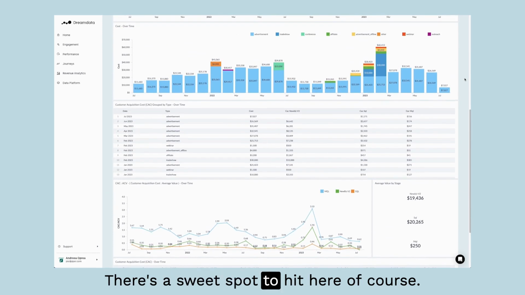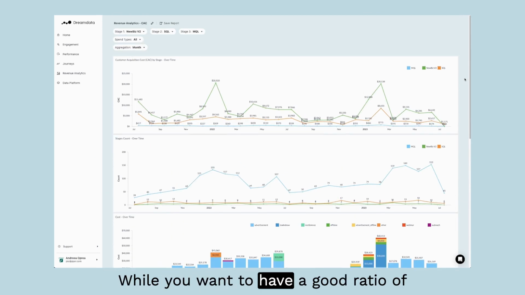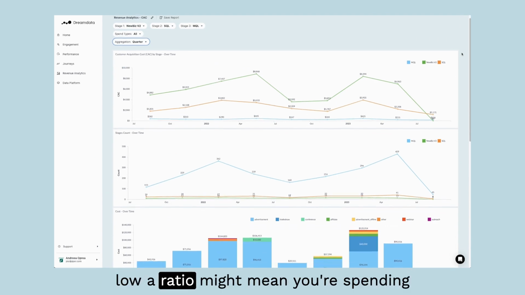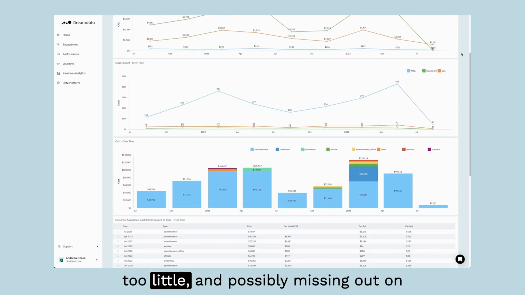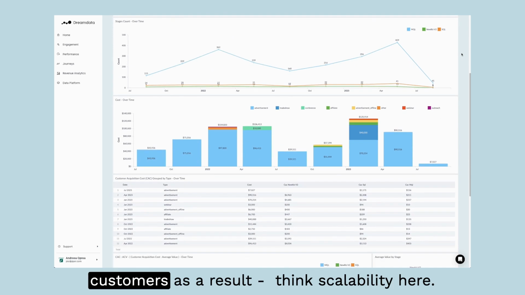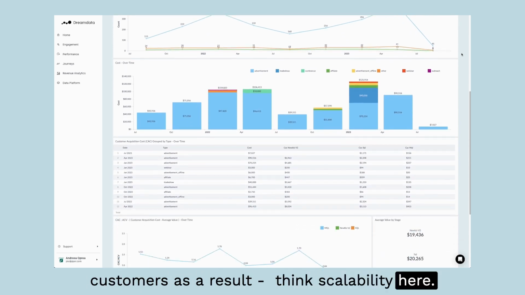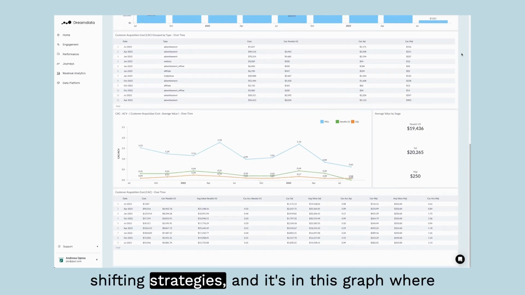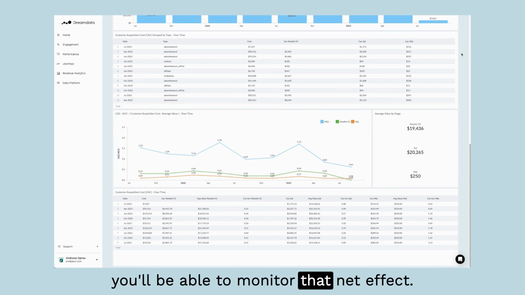There's a sweet spot to hit here, of course. While you want to have a good ratio of dollar paid to dollar gained, having too low a ratio might mean you're spending too little and possibly missing out on customers as a result. Think scalability here. This chart is also extremely useful when shifting strategies, and it's in this graph where you'll be able to monitor that net effect.